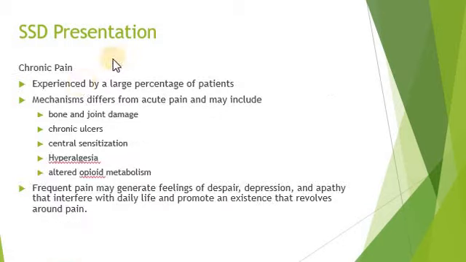be given. Chronic pain is experienced by a large percentage of the patients. Different mechanisms are there: due to damage of the bone and the joints, due to chronic ulcers, due to a lower pain threshold, or central sensitization due to the hyperalgesia effect, or there may be an altered opioid metabolism. Along with the pain, there will be depression, that has to be managed.